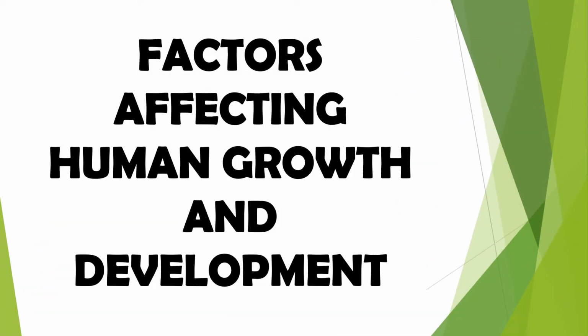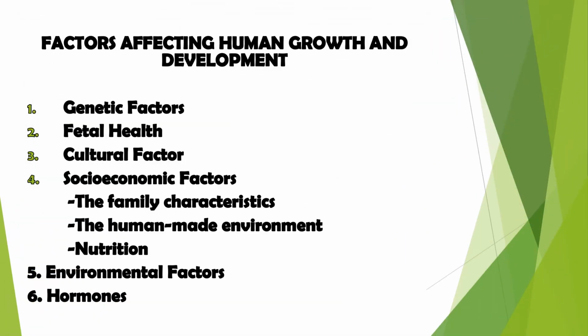Next is the factors affecting human growth and development. Human development is the process in which changes occur in all the aspects of an organism from conception to death. It is a natural process for each and every child to grow. But it is observed that all children do not grow in a similar fashion.